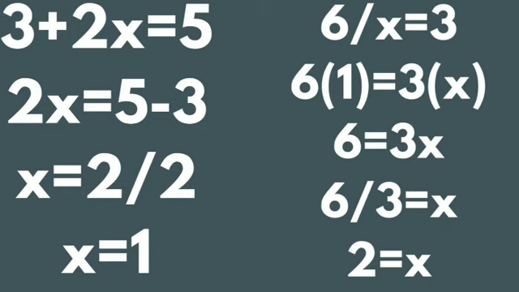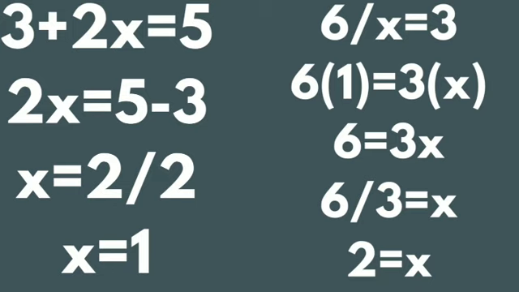Let us see some other examples. 3 plus 2x equals 5. 3 is positive on this side of equality. It will be negative on the other side of equality. So when we move 3 from this side of equality to the other side, it becomes 2x equals 5 minus 3. 5 minus 3 equals 2. We can see 2 is multiplying with x on the left side. So when we move 2 to the right side, it will divide. So x equals 2 divided by 2, x equals 1.